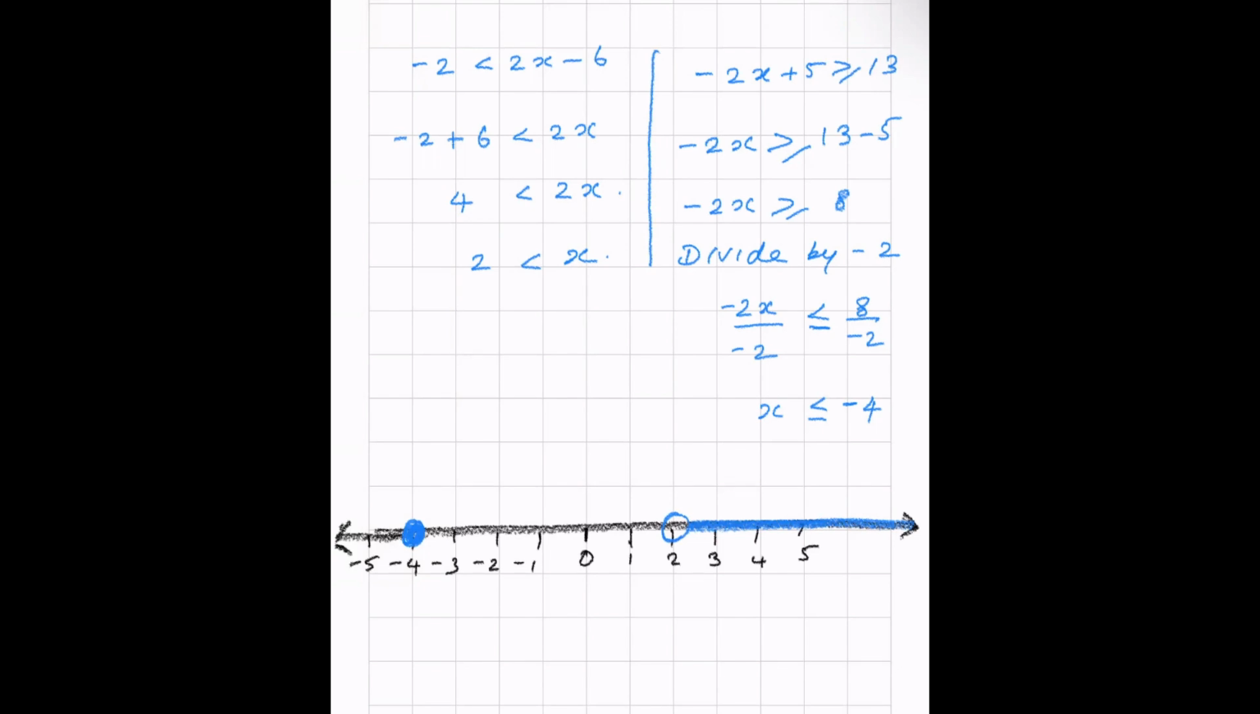Then we are saying x values are smaller than -4, so it is in this direction. So look at your solution. It is in both directions, right? The in-between part is not part of the solution, but both extremes are part of the solution.